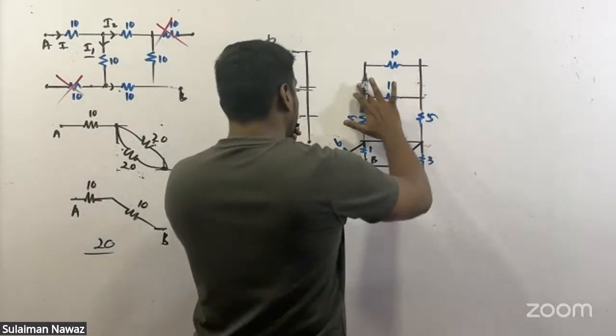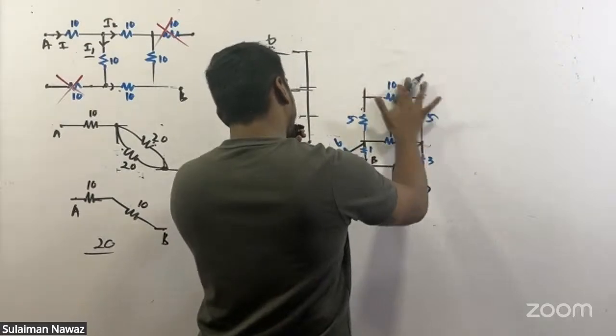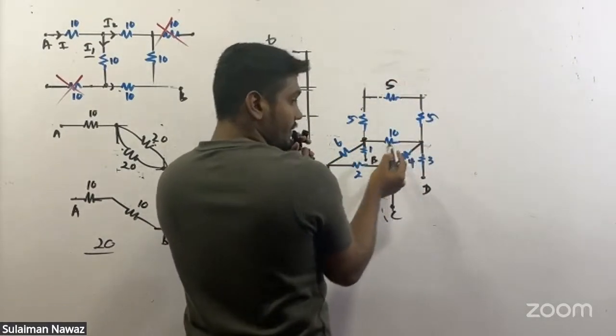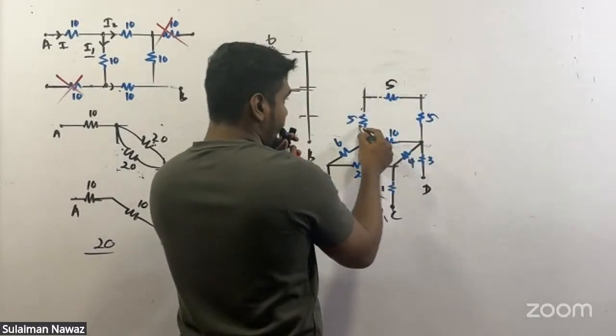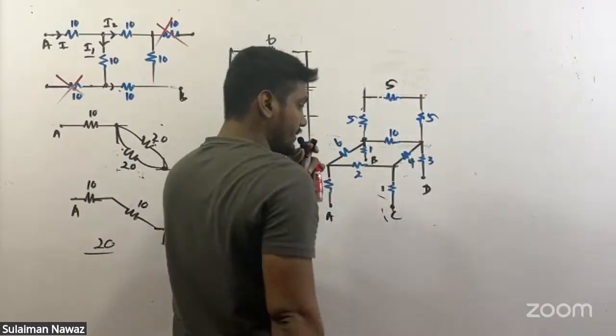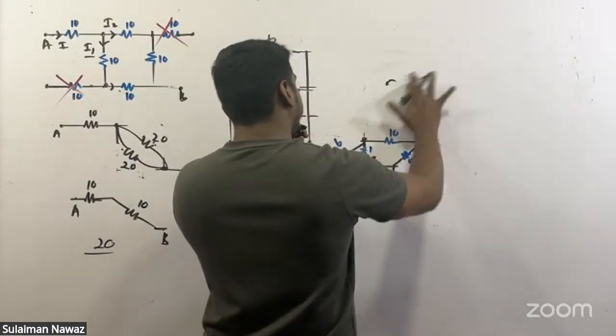Here, simplify as much as possible. 10 and 10 in parallel, equivalent is 5. And then consider these 2 points. 5, 5, 5 in series, 15.